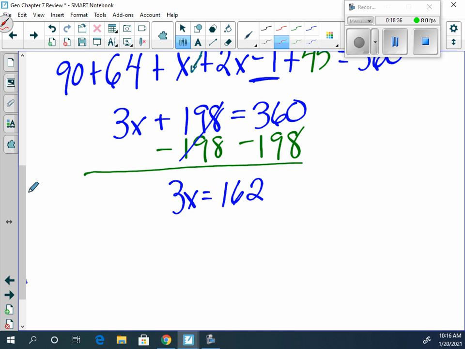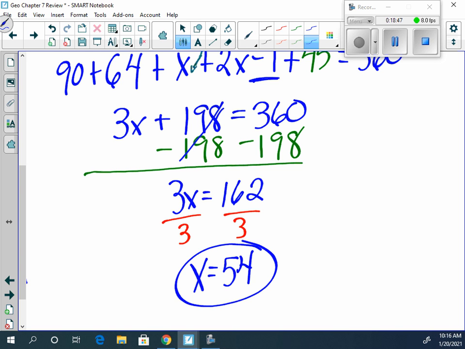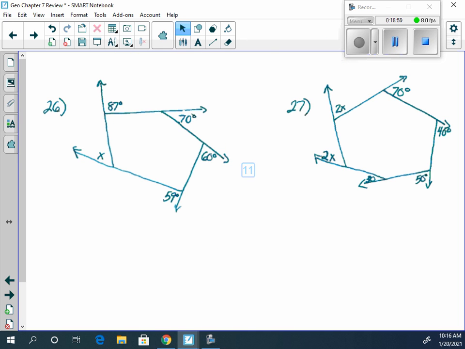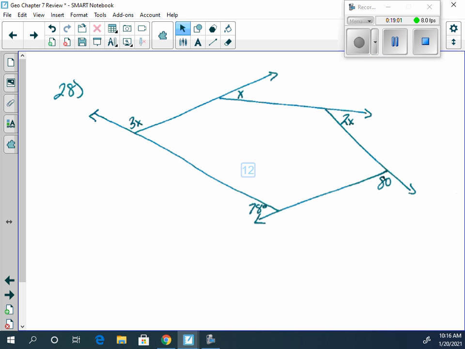And last but not least, we would divide by 3, telling us x is equal to 54 degrees. Any other questions on this here? Are we good with this one here? We can look at this one here.